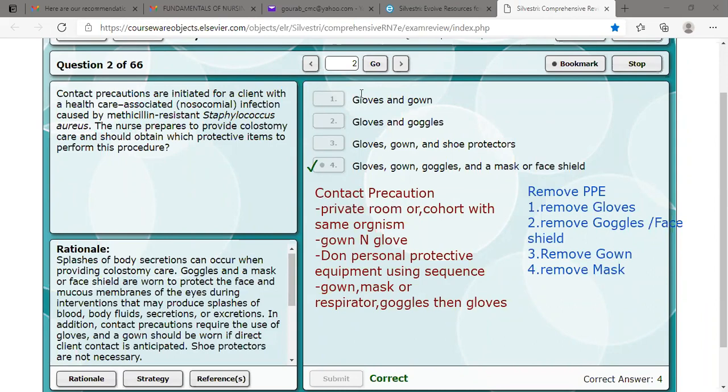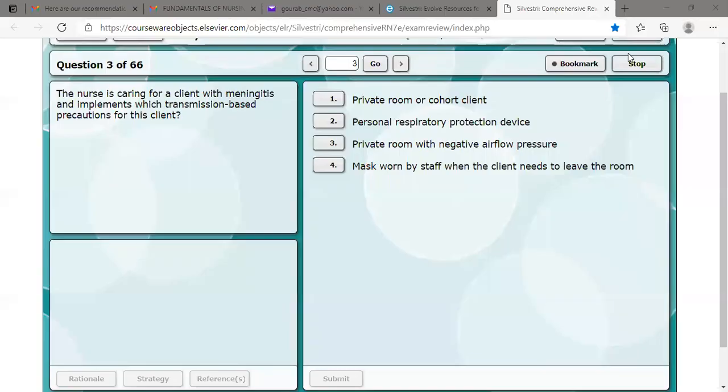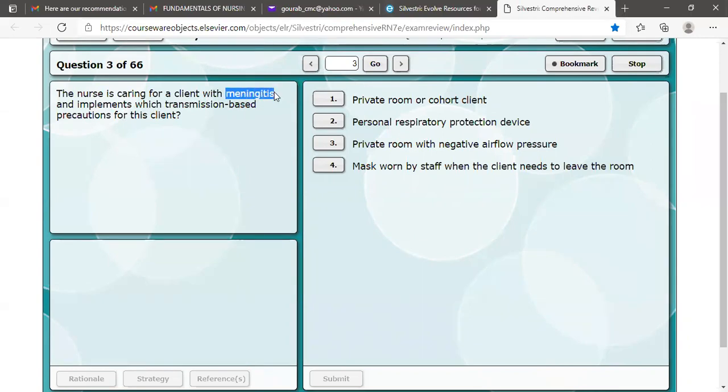And what next? The nurse is caring for a client with meningitis and implements which transmission-based precaution for the client? So the disease is meningitis, right? Meningitis requires droplet precautions. So the patient must follow droplet precautions, an easy way.